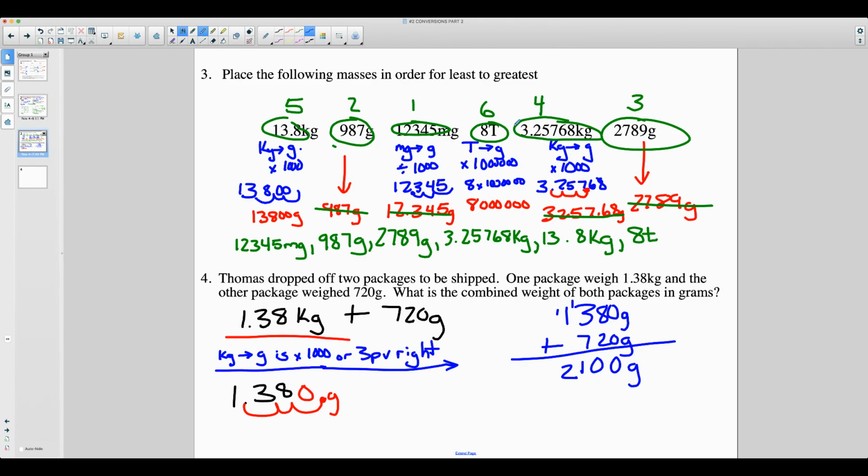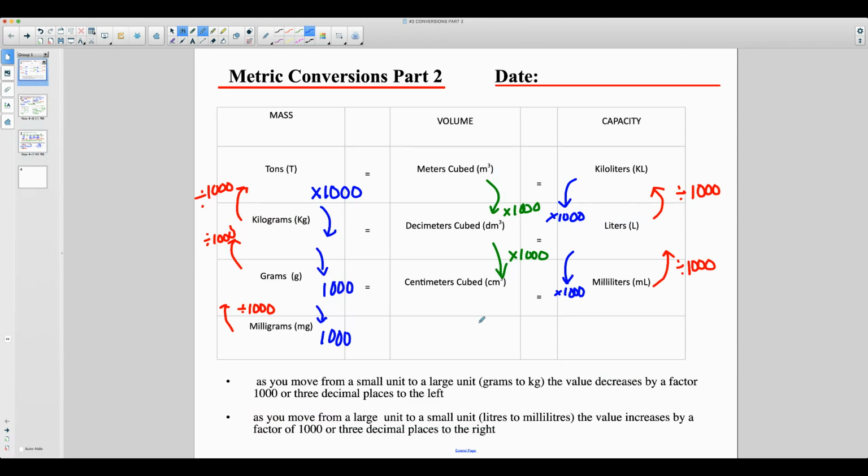Same would apply if you're dealing with capacity. If you converted everything to milliliters, then the biggest conversion would be from kiloliters to milliliters, because you'd have to go to liters and then milliliters. As always, go back and have a look at the charts to remind yourself, oh yeah, as I go down from a larger unit to a smaller unit, it's times 1,000. If I'm going down 2 units, it's times 1,000,000 or 6 place values. And if I'm going up from a small unit to a large unit, I'm dividing by 1,000, or I'm moving the decimal 3 place values to the left. If you're going up 2 units, you're going to be dividing by 1,000,000 or moving the decimal 6 place values to the left. Hopefully this helps.